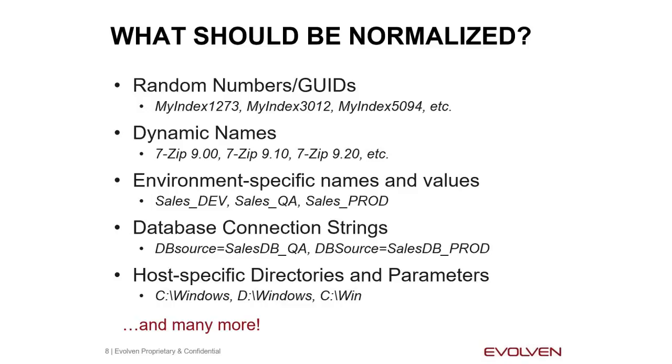And then finally, host-specific directories and parameters. This is one that I just covered in terms of the etc directory, but even the Windows directory as an example would be something that would be unique. And this is just a sampling, but just gives you some idea of when normalization comes into play.